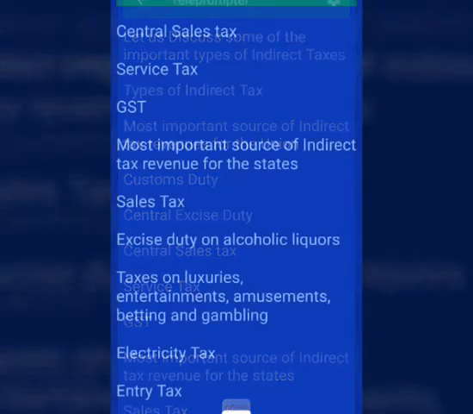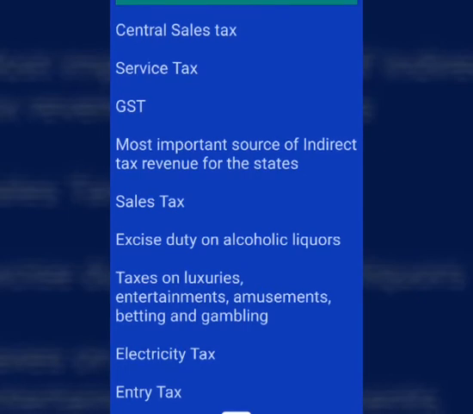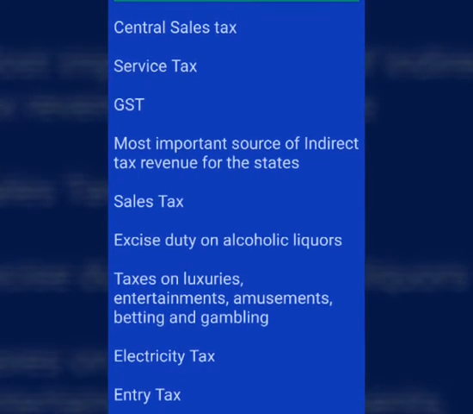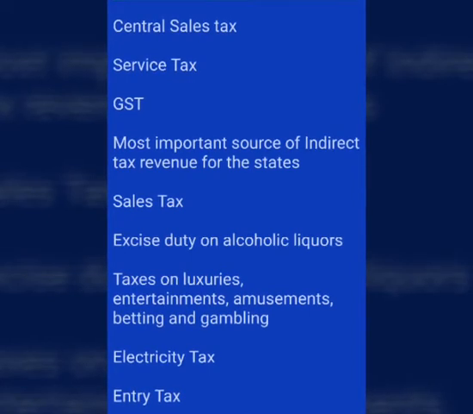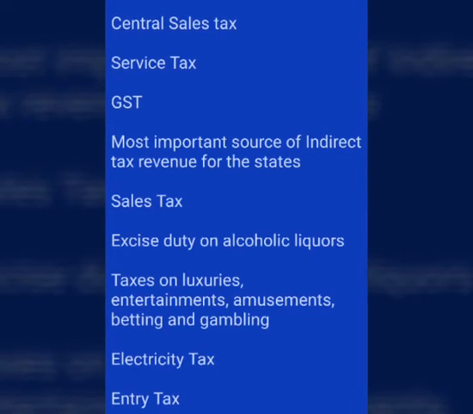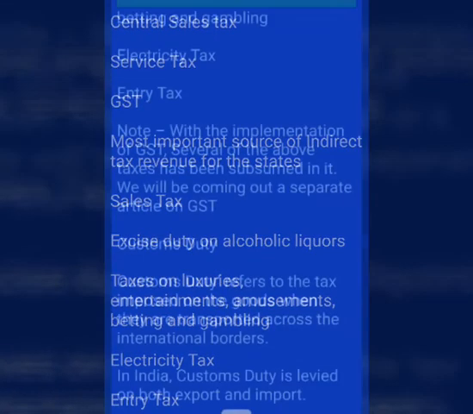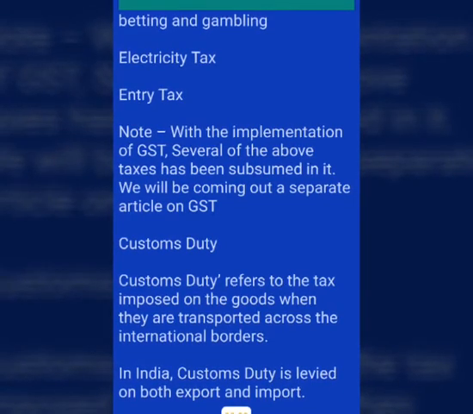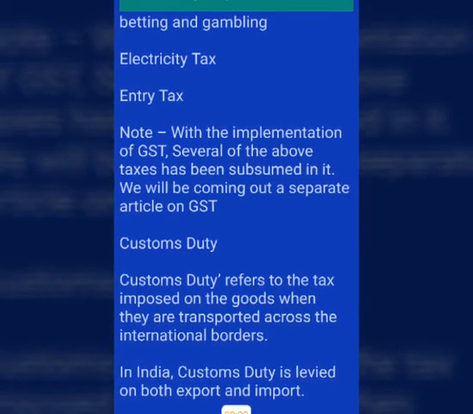GST. Most important source of indirect tax revenue for the states: Sales tax, Excise duty on alcoholic liquors, Taxes on luxuries, entertainments, amusements, betting and gambling, Electricity tax, Entry tax. Note, with the implementation of GST, several of the above taxes have been subsumed in it. We will be coming out with a separate article on GST.